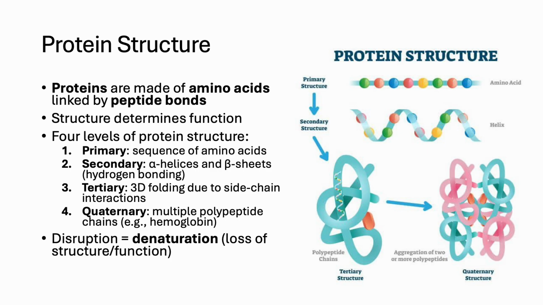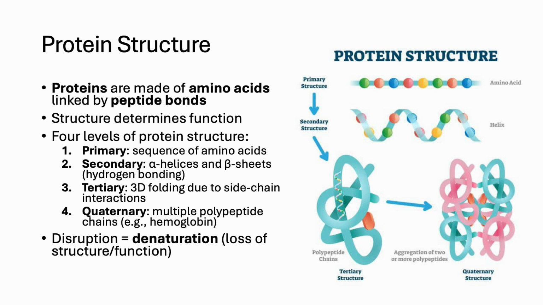Protein function depends entirely on structure. At the simplest level, the primary structure is the specific sequence of amino acids in the chain. This sequence folds into secondary structures like alpha helices or beta sheets, held together by hydrogen bonds. As the protein continues folding into a more complex 3D shape, it reaches its tertiary structure.